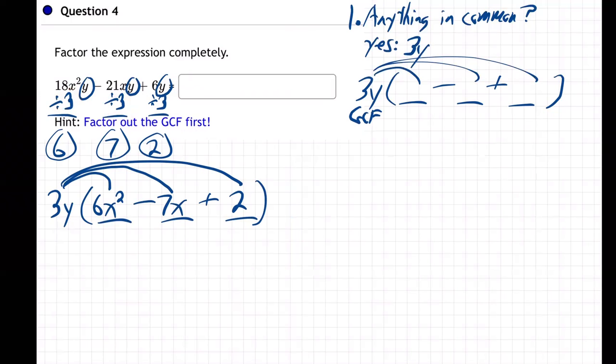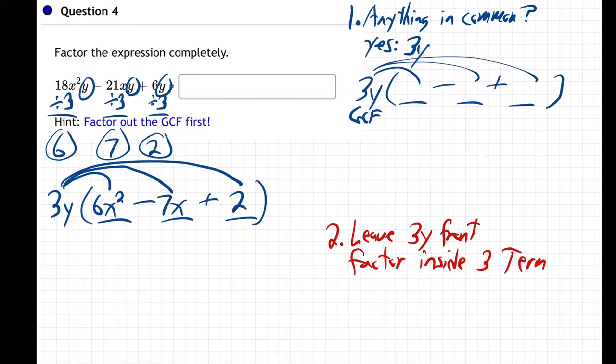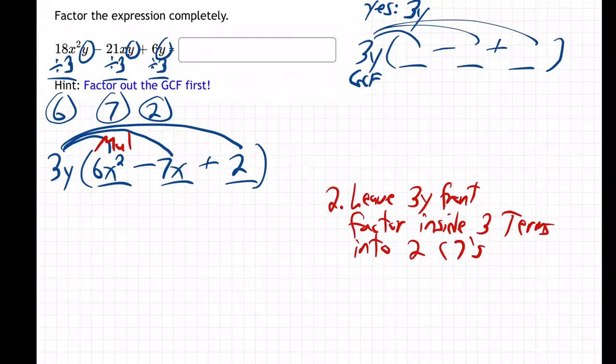Now for the second step, step 2. Step 2, we're going to leave the 3y in the front, and we're going to factor the inside 3 terms. And how do we factor the inside 3 terms into 2 parentheses? You know, it's multiply, add, multiply. That's how we always factor 3 terms, is multiply, add, multiply. Okay. And you're going to leave the 3y in the front. So 3y is going to stay in the front. And then I'm going to have like 2 parentheses.